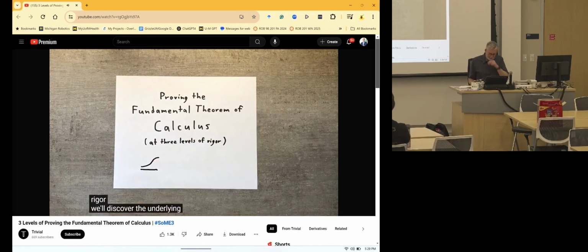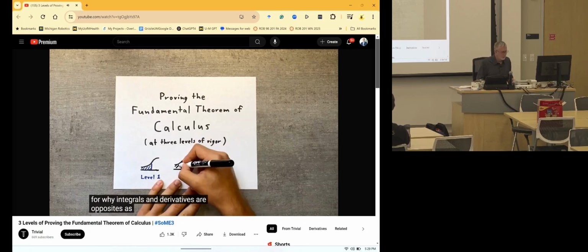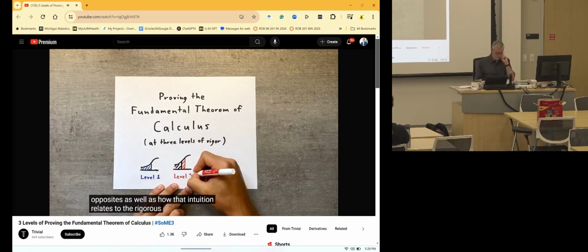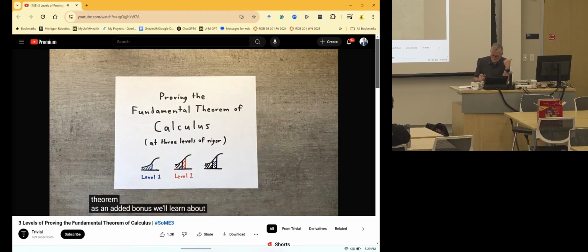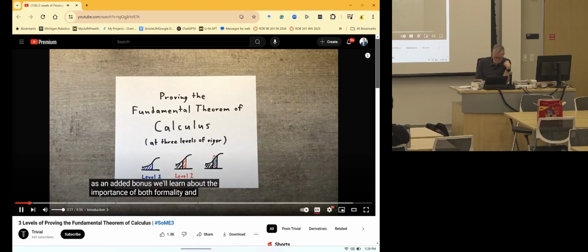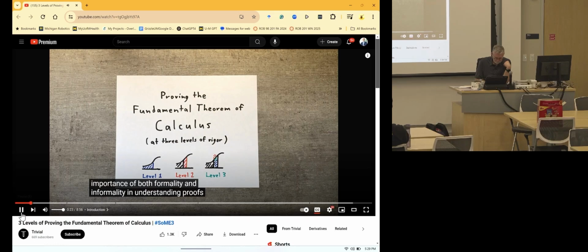We'll discover the underlying intuition for why integrals and derivatives are opposites, as well as how that intuition relates to the rigorous proof of the theorem. As an added bonus, we'll learn about the importance of both formality and informality in understanding proofs.